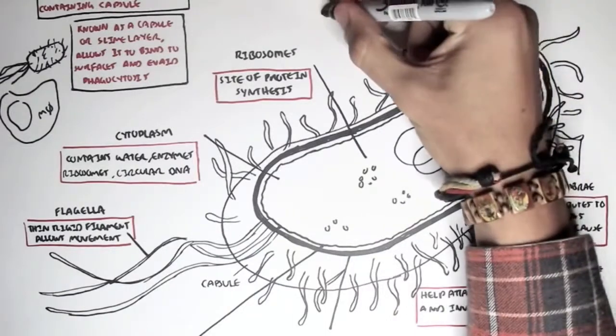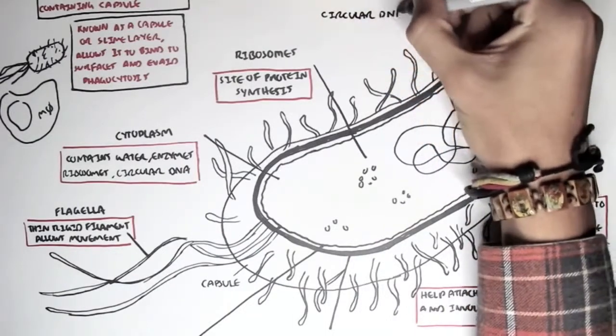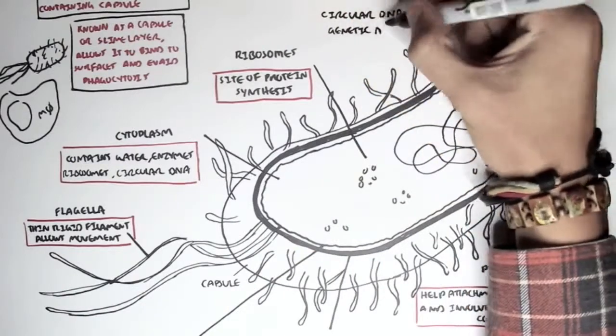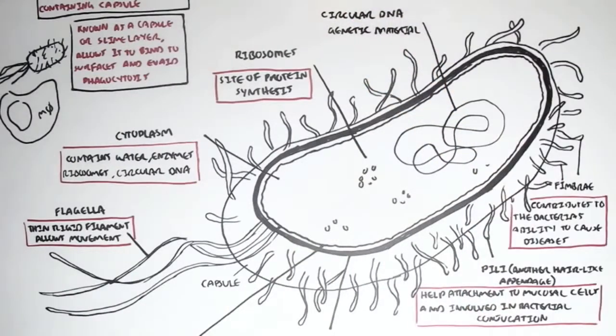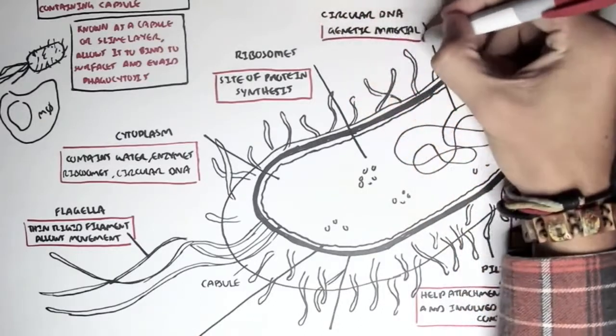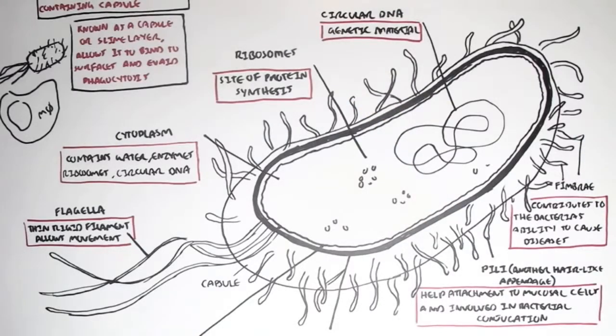The DNA in bacteria is circular and not linear, such as the DNA in humans. But it should be noted that humans also have circular DNA in the mitochondria. But anyway, the main DNA that make up the bacteria are in a circular form, and they're all tangled up, and this is the genetic material.